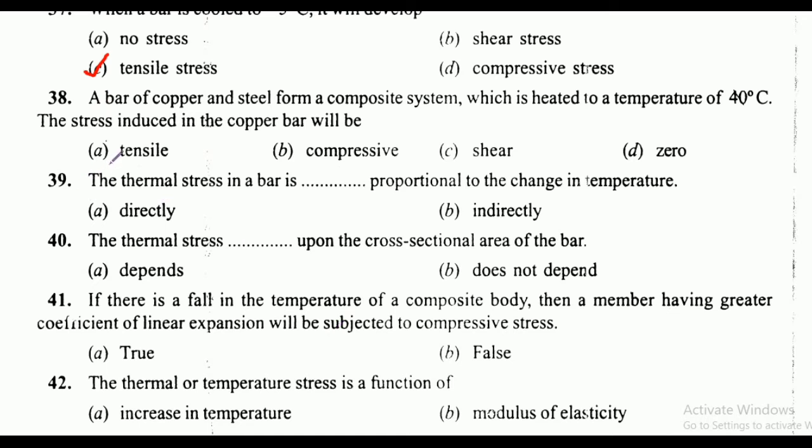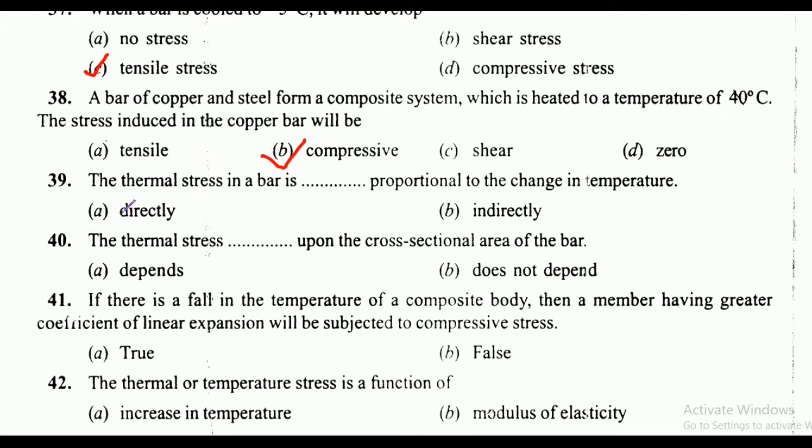Next is a bar of copper and steel form a composite system which is heated to a temperature of 40 degrees Celsius. The stress induced in the copper bar will be, here friends, options are tensile, compressive, shear, or zero. So here friends, correct answer is option B, that is compressive.